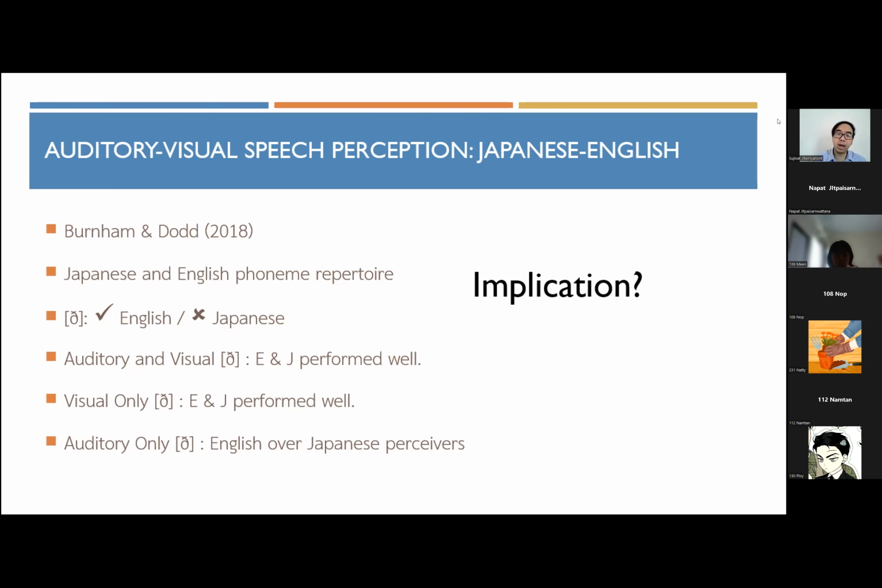So when we learn English, where the sound is distinctive, a visual cue can help you understand the difference between the sound and a similar sound. And what about Thai? Do we have the sound as a phoneme in Thai?